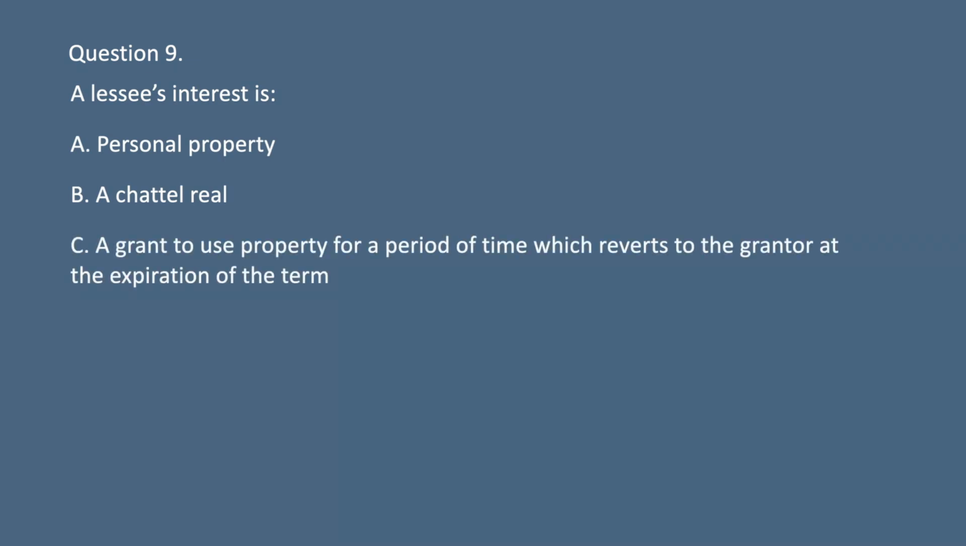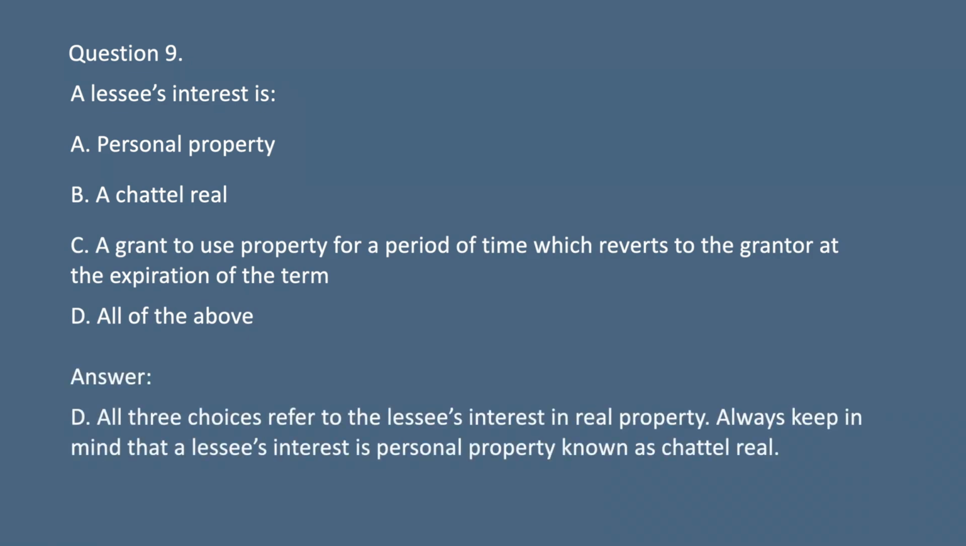Question 9. A lessee's interest is A. Personal property. B. A chattel real. C. A grant to use property for a period of time which reverts to the grantor at the expiration of the term. D. All of the above. Answer. D. All three choices refer to the lessee's interest in real property. Always keep in mind that a lessee's interest is personal property known as chattel real.